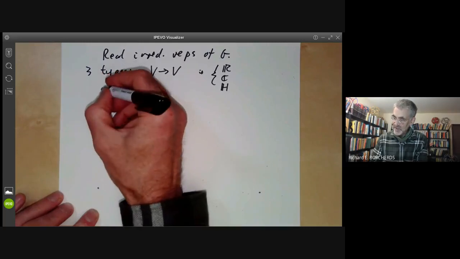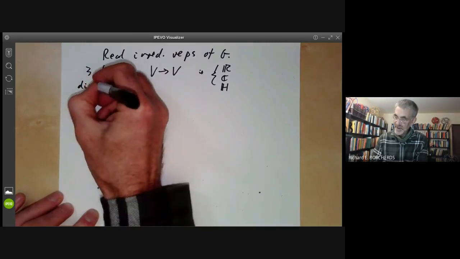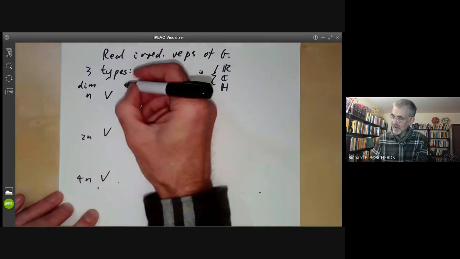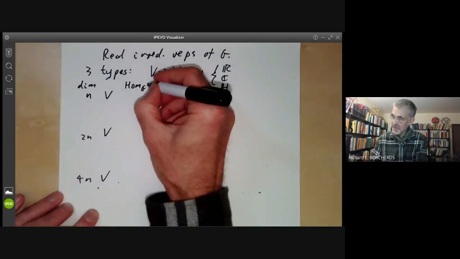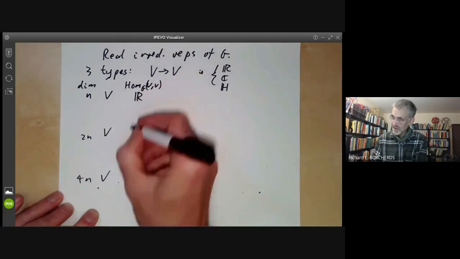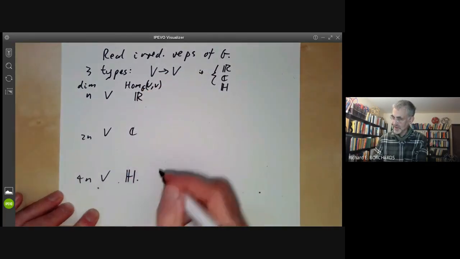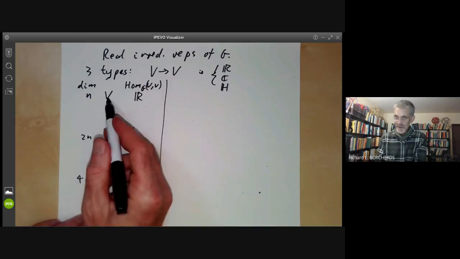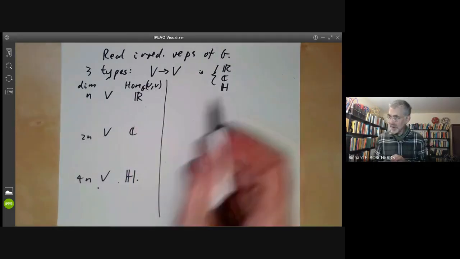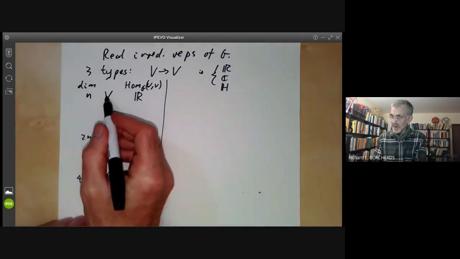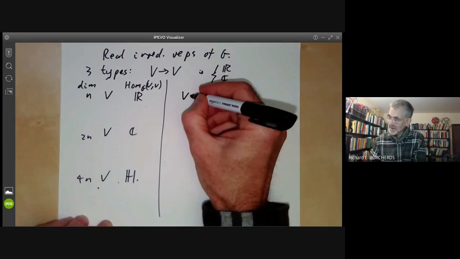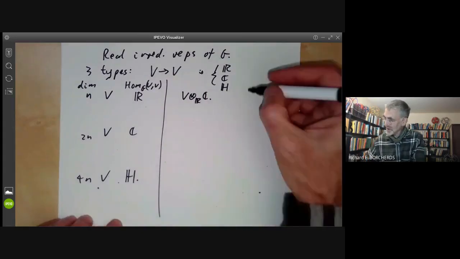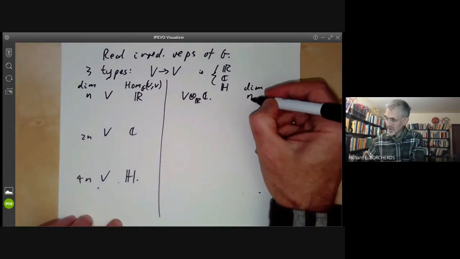So here's the representation V, and I'm going to let its dimension be n, or 2n, or 4n. And here, the homs from V to itself can either be the reals, or the complex numbers, or the quaternions. So this side here are real representations. V is a real vector space. And now from each of these, I'm going to construct a complex representation of G. So for the first one, I just take V tensored over R with C. And this turns out to be an irreducible complex representation, and its dimension as a complex representation is n.